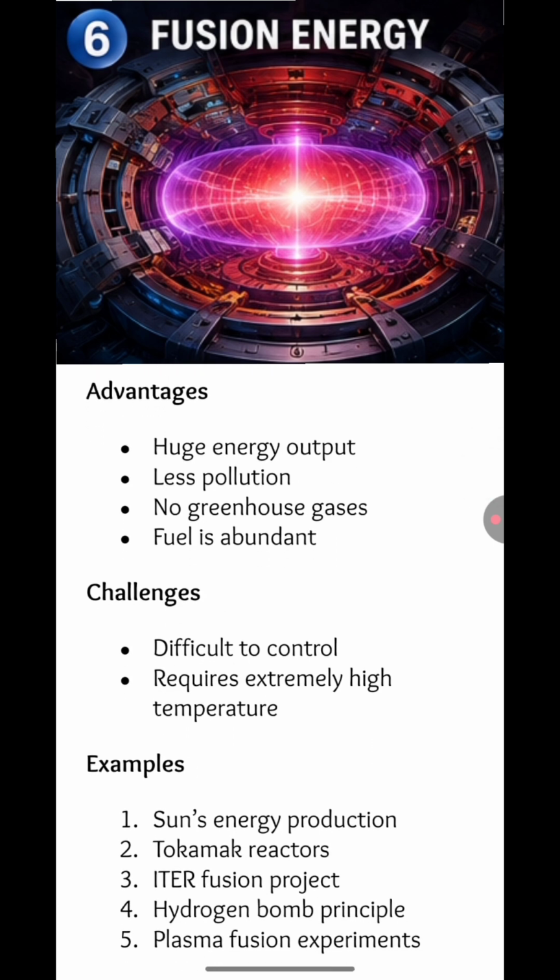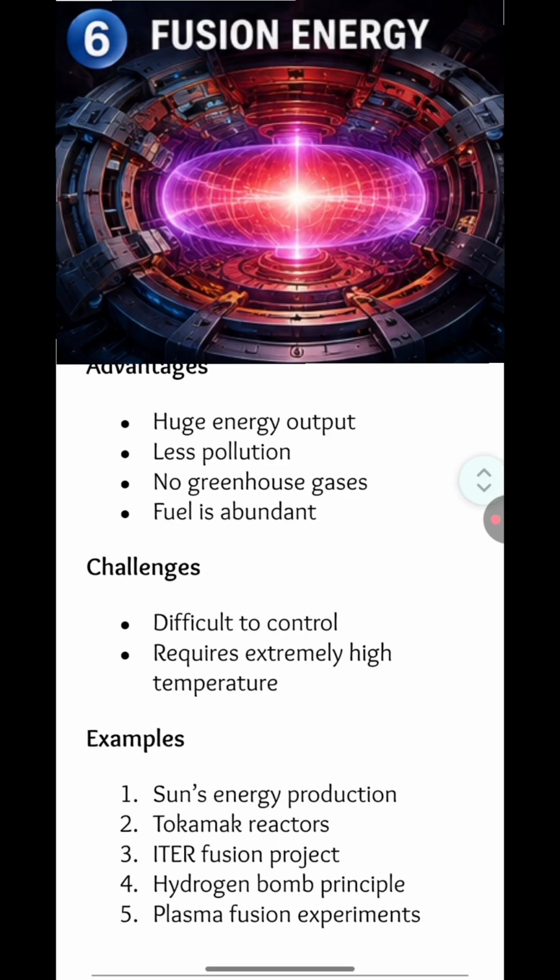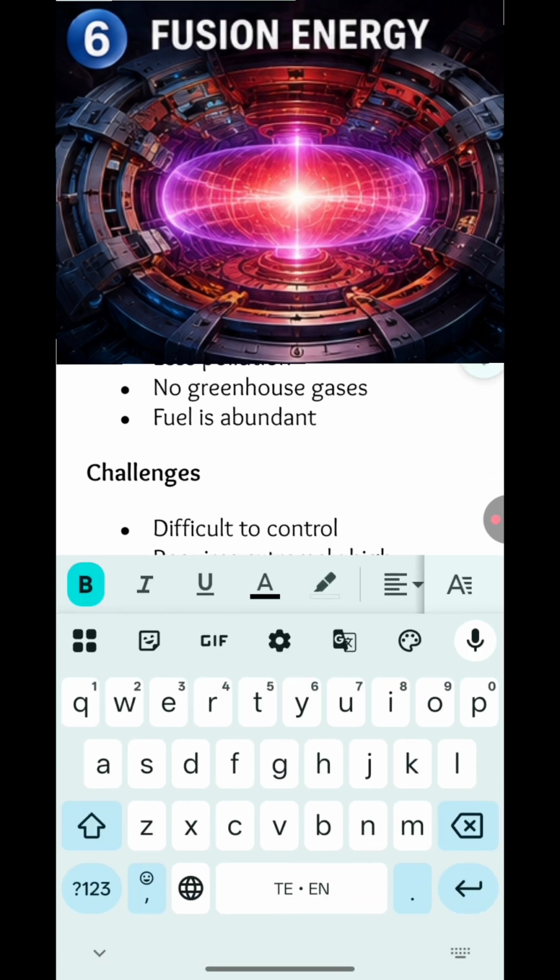So what are some examples? Sun's energy production, tokamak reactions, ITER fusion projects, hydrogen bomb principles, plasma fusion experiments also.